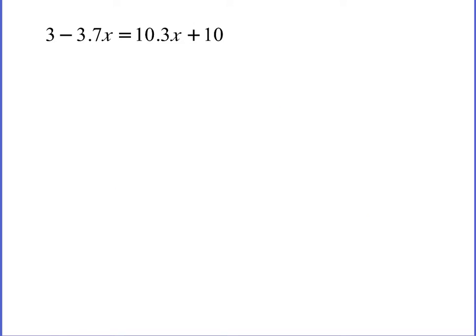Okay, next screen here. Decimals don't change the steps that we take. We still do the exact same steps. We just have to deal with some decimals. So in this case, I can choose to add 3.7x, or I could choose to subtract 10.3x. I'm going to choose to add 3.7x.